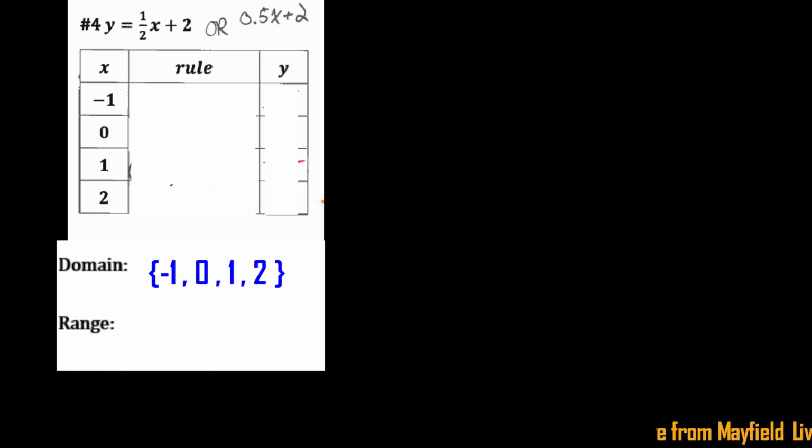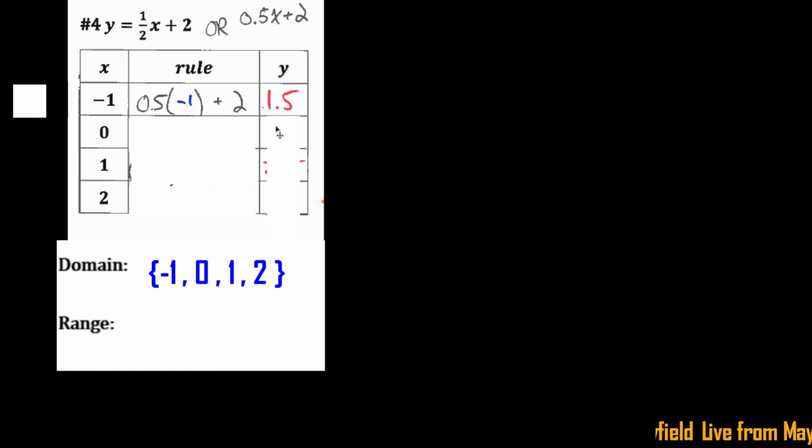And for the last one, a little bit trickier, but we did an example in class just like this. Again, you can rewrite this as 0.5 times x, so that way it's a little bit easier to evaluate. Our domain is still the same, and so you could say, all right, 0.5x times -1 is going to be -0.5, and so then -0.5 plus 2 is 1.5.